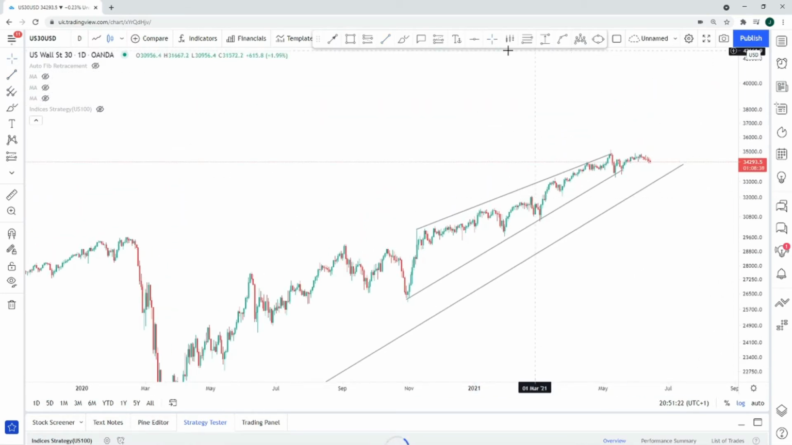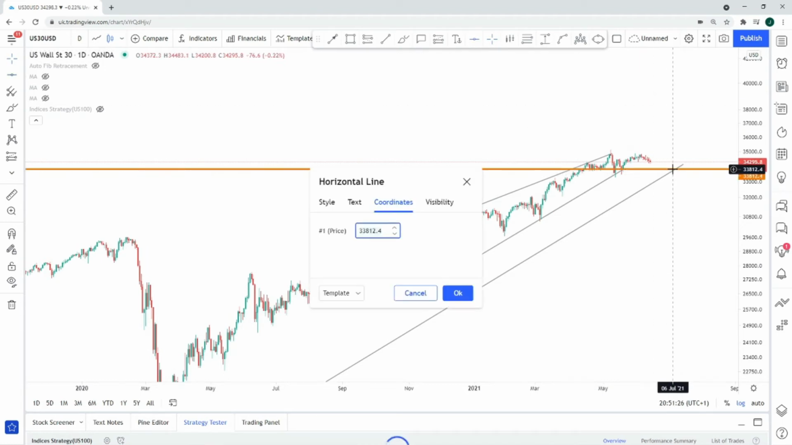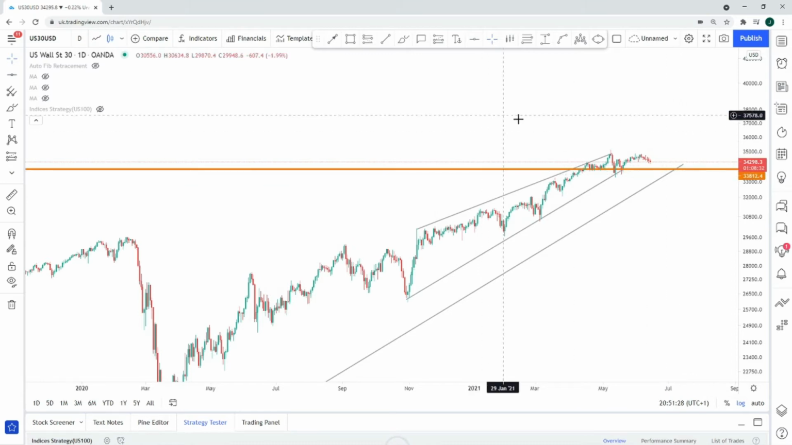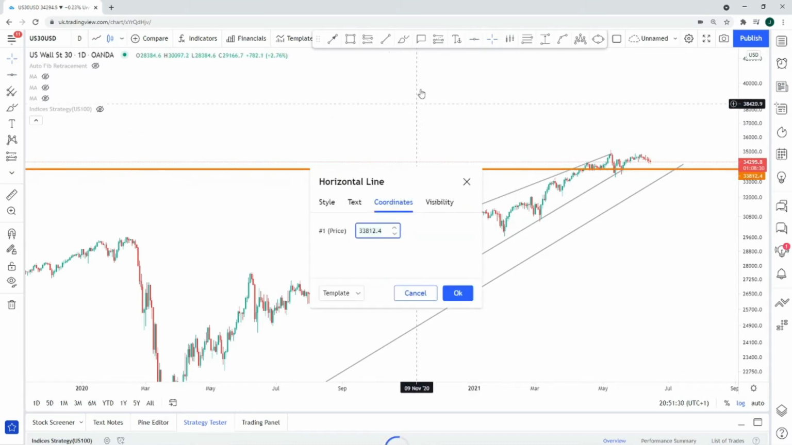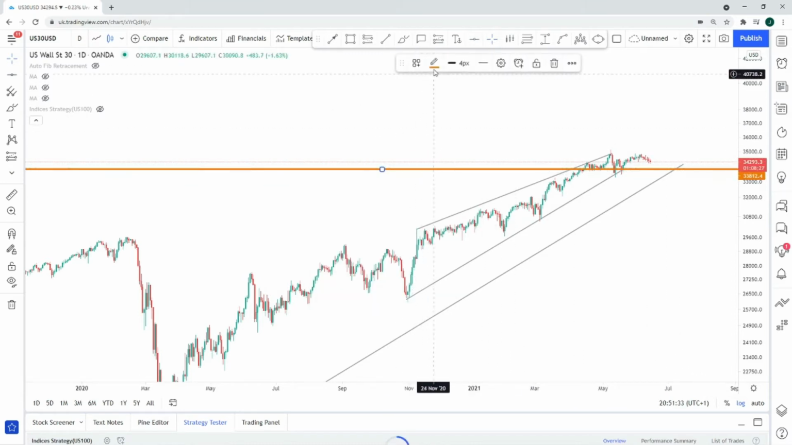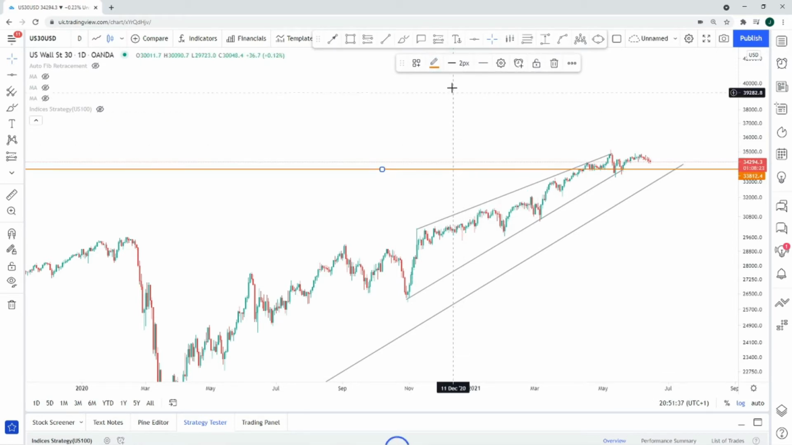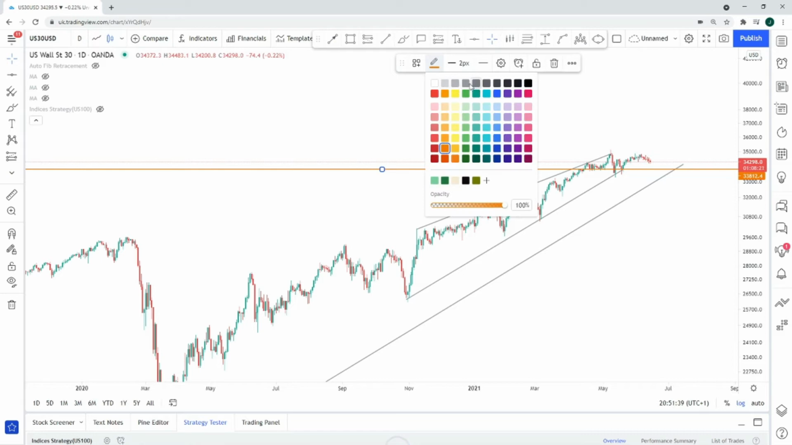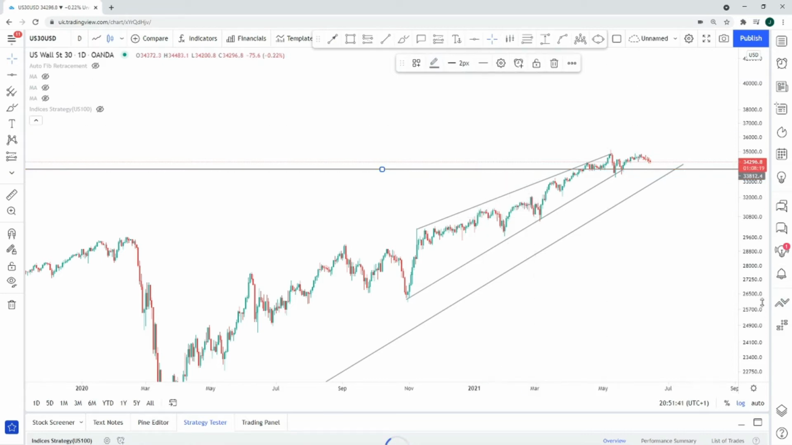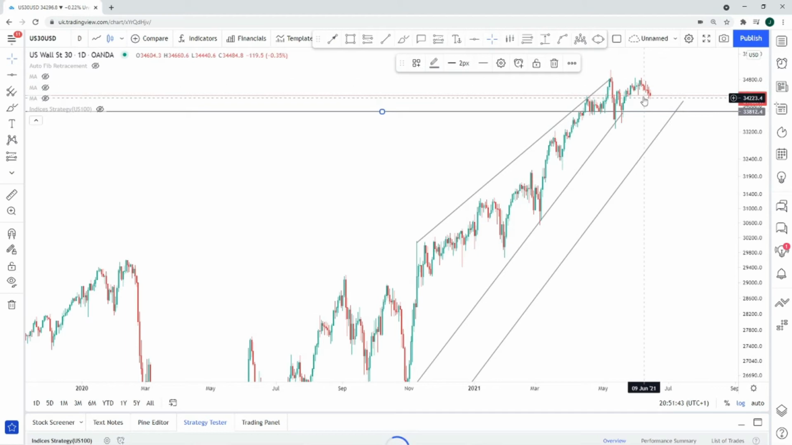I want to see price back down to at least this 33,000 level before going long on US 30. So that's from my point of view. Remember, I'm not the one that moves the market, but I want to see price back down to that range before I actually take a long entry.